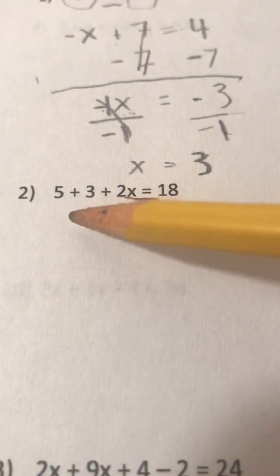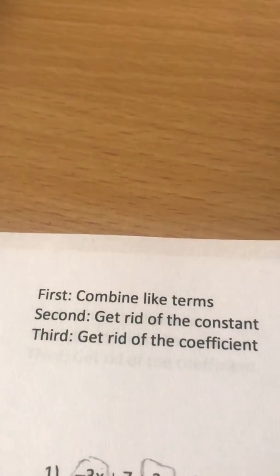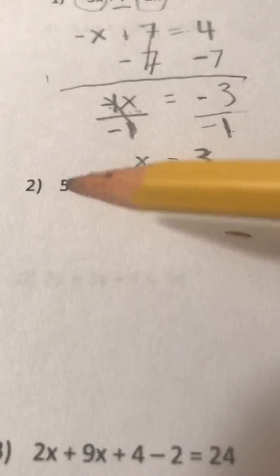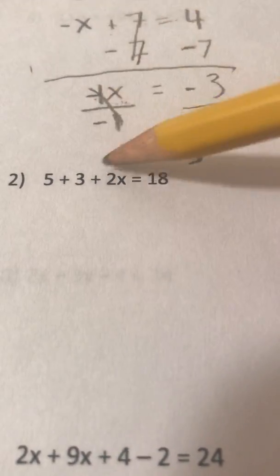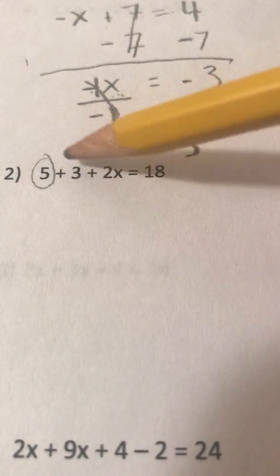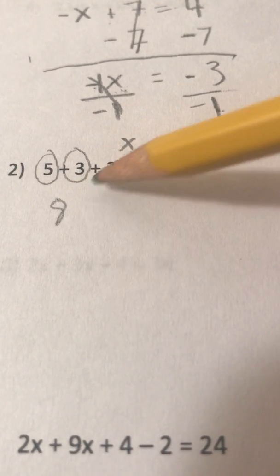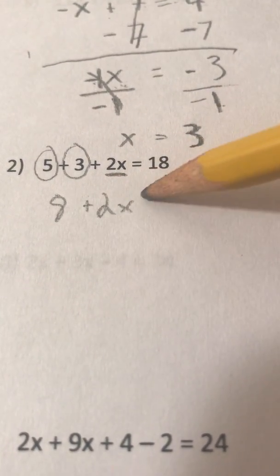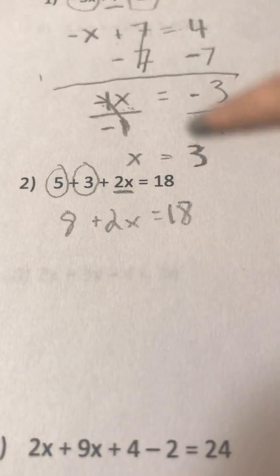Number 2. Again, we're going to combine like terms. Second, we're going to get rid of the constant. Third, we're going to get rid of the coefficient. So the like terms that we have are 5 and 3. 5 plus 3, that's 8. There's nothing to combine the 2x with, so we just leave it there. We have combined like terms.